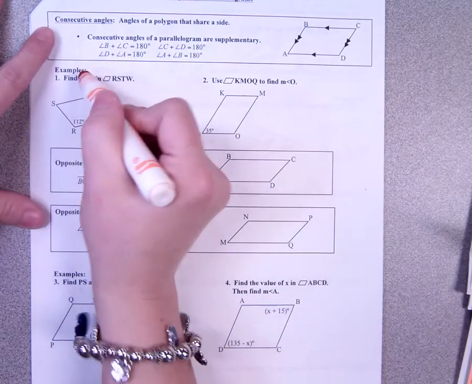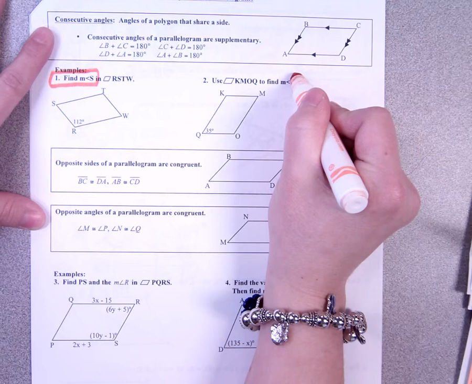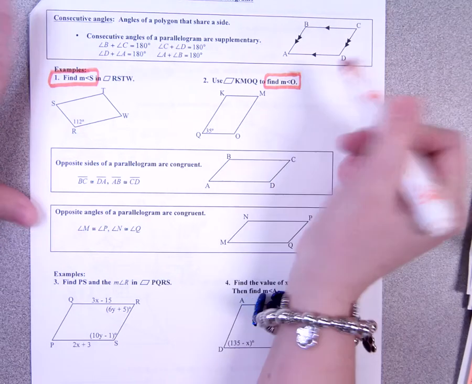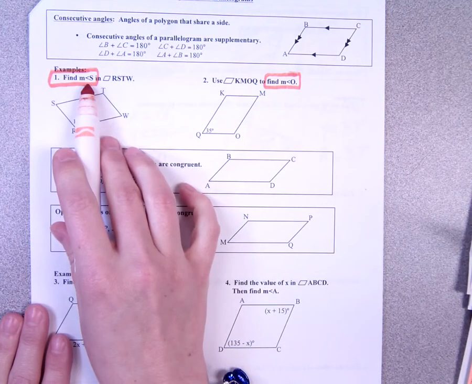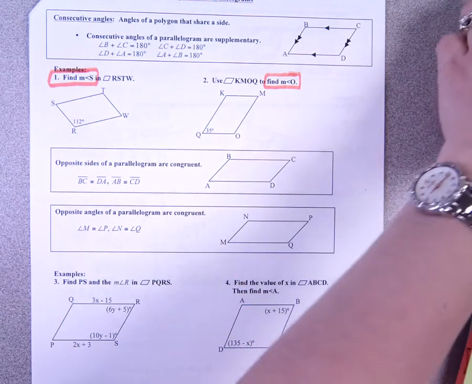Okay, since we've already talked about this a little bit, I want you to do number 1 and number 2 real quick, and then I'm going to draw 2 sticks. On number 1, you're finding the measure of angle S, and on number 2, you're finding the measure of angle O. So take a second and do that, and then I'm going to draw 2 sticks.